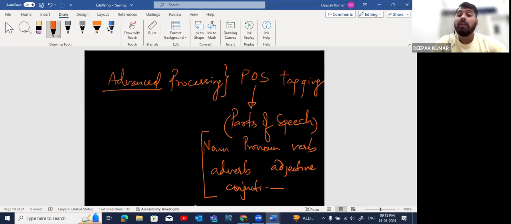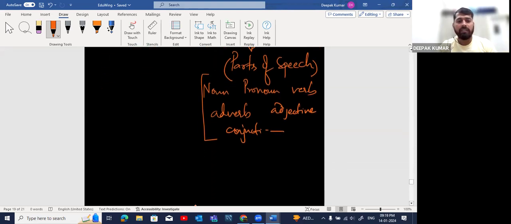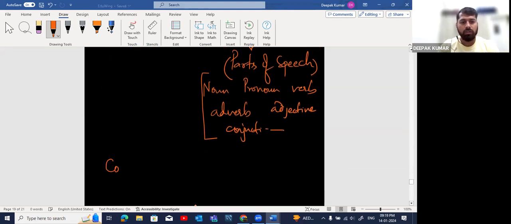We will learn in the coming lectures when POS tagging should be done, when it should not be done, and what techniques are to be applied. There is one more thing, we call it co-reference resolution.